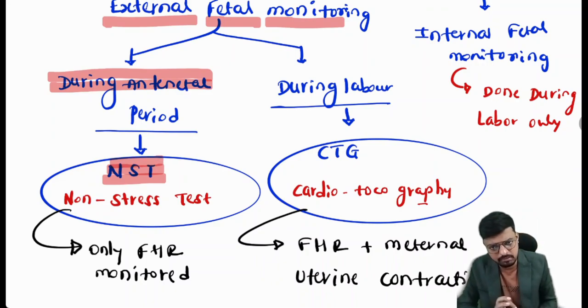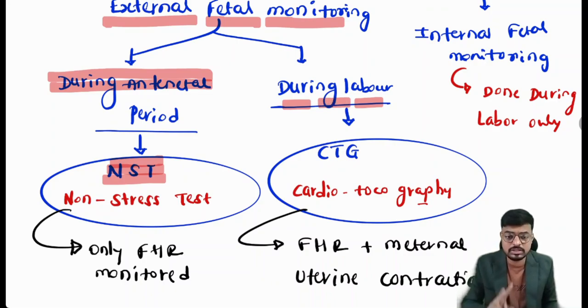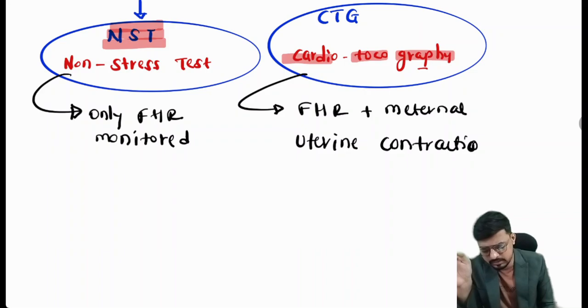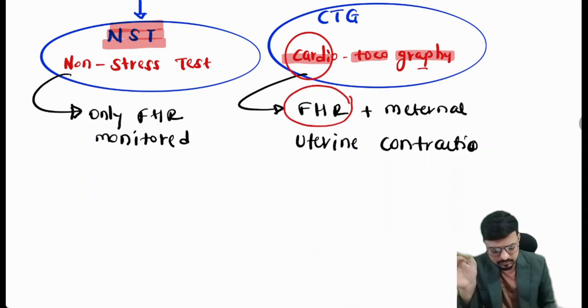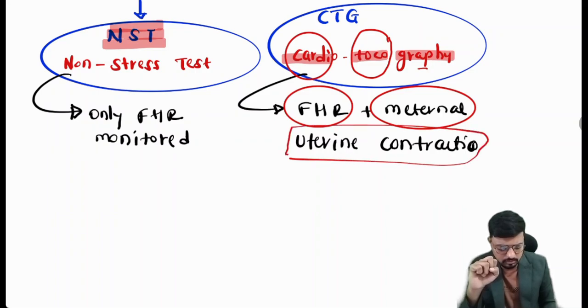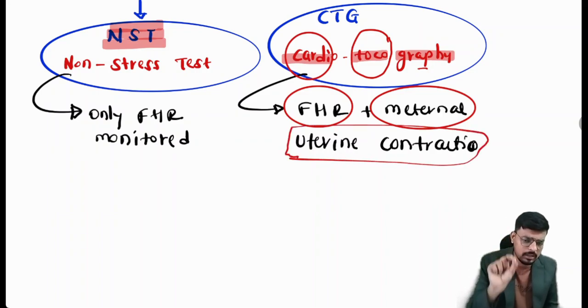If we do the same fetal monitoring during labor, we need to assess two things: one is the fetal heart rate monitoring, along with the maternal uterine contraction. That is what we call CTG, cardiotocography. Cardio stands for the fetal heart rate, and toco means contractions, the maternal uterine contraction. So here we are monitoring both the fetal heart rate and the maternal contraction.